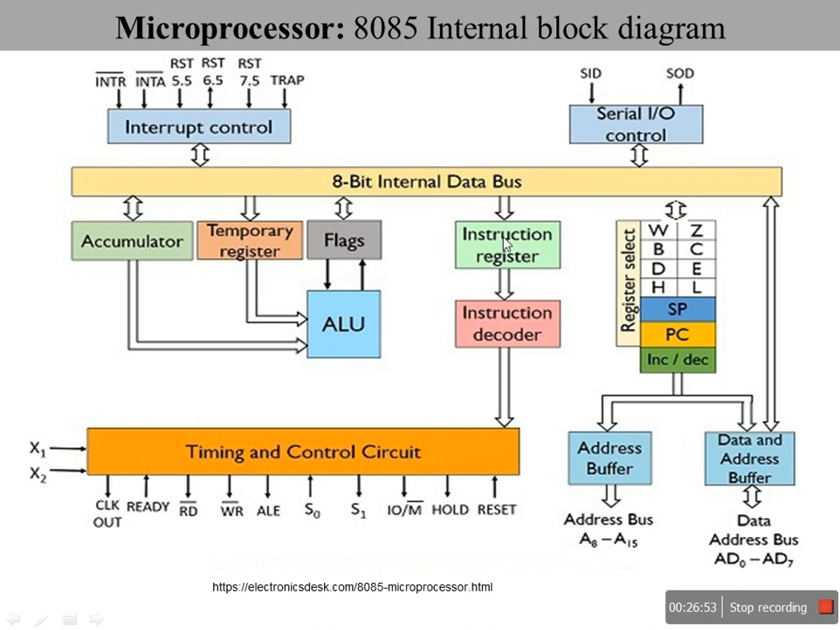So the instruction register will be under the control of the program counter. The program counter will go to a particular memory location, get the data, and store it into the instruction register. That instruction register gives that information to the instruction decoder, and the instruction decoder gives information to the timing and control unit based on what instruction was there, and accordingly this will generate control signals.